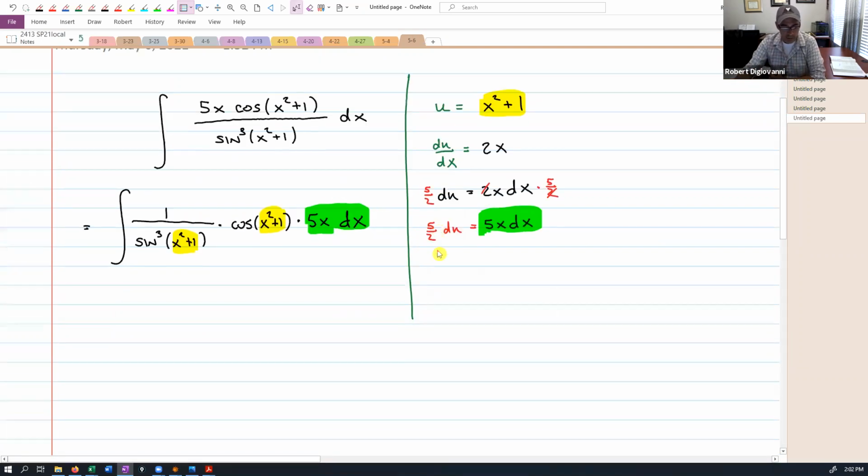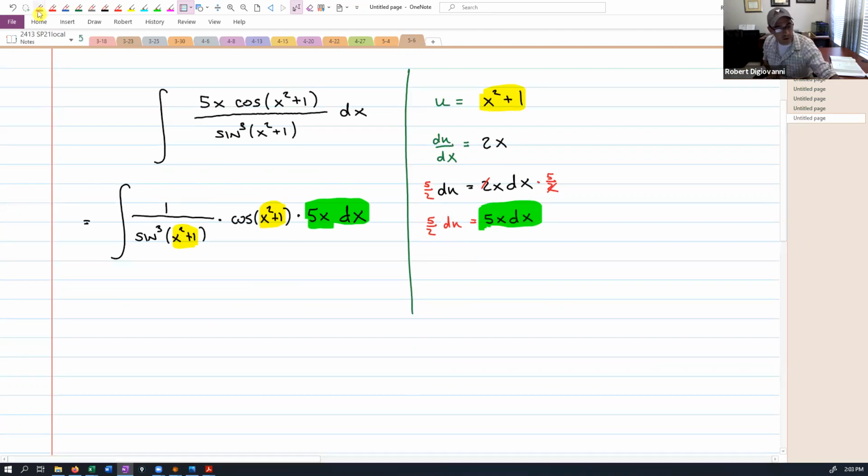Let's continue. All right, so let's rewrite. Can we rewrite this integral? Integral 1 over, this now becomes sine cubed of u times cosine of u, and that becomes 5 halves du. Does everyone see where everything came from?